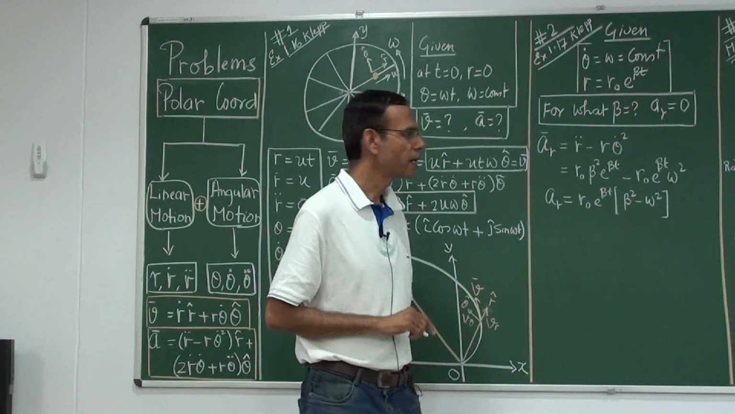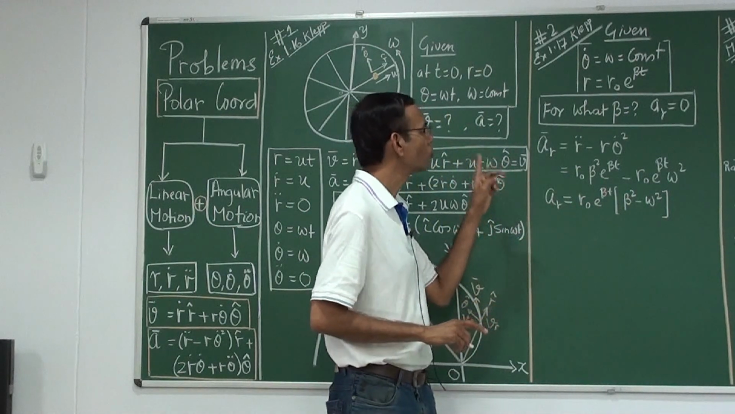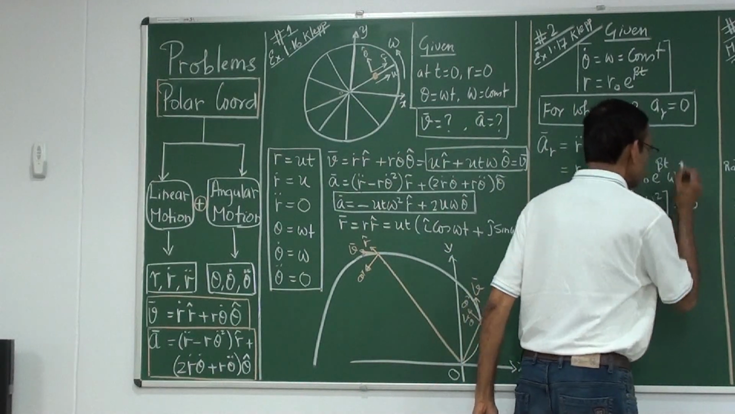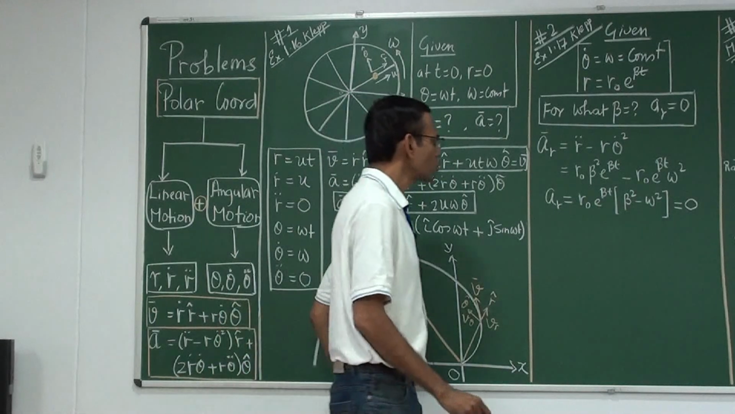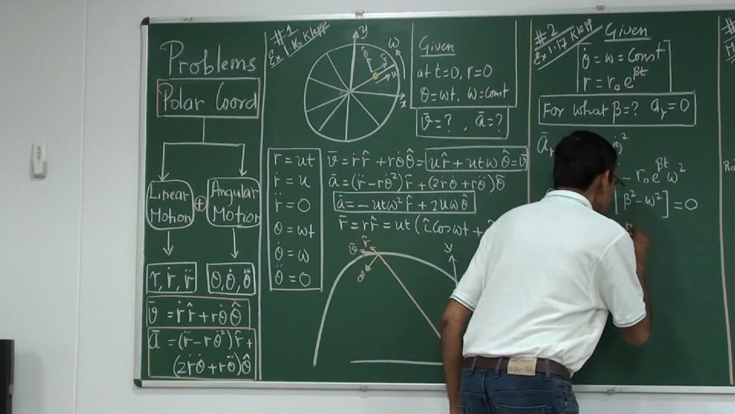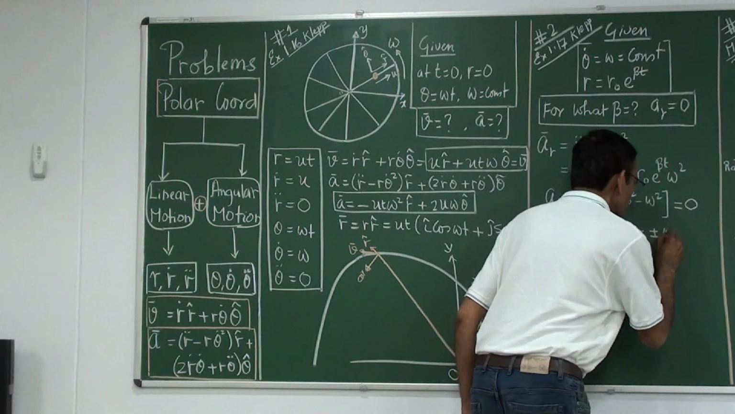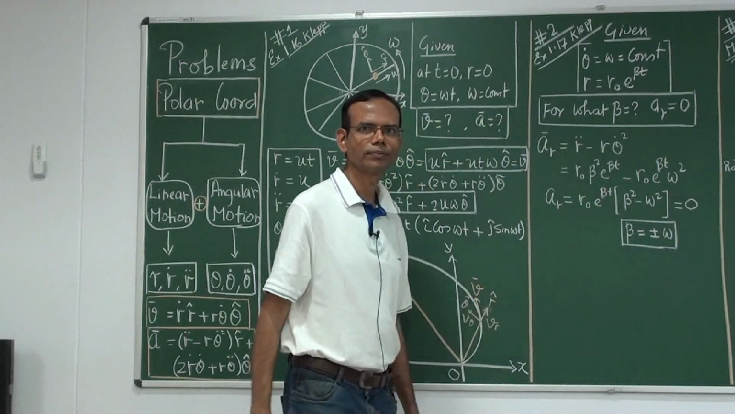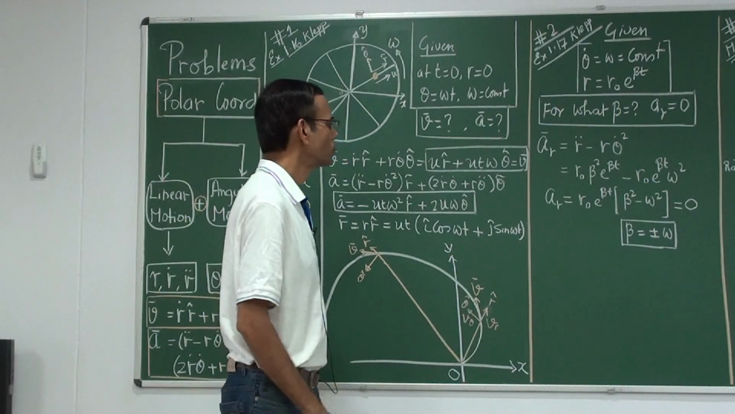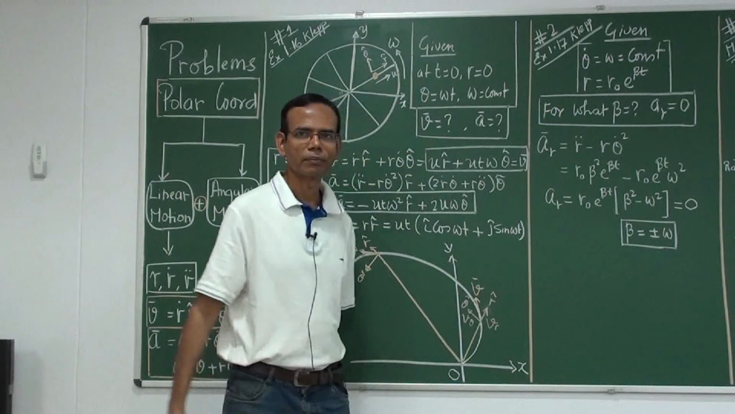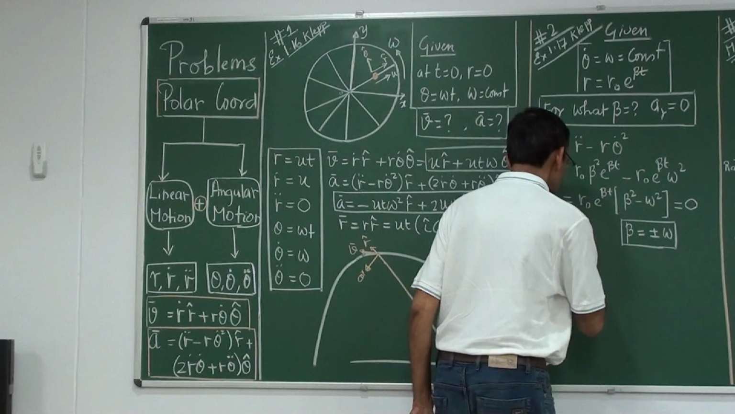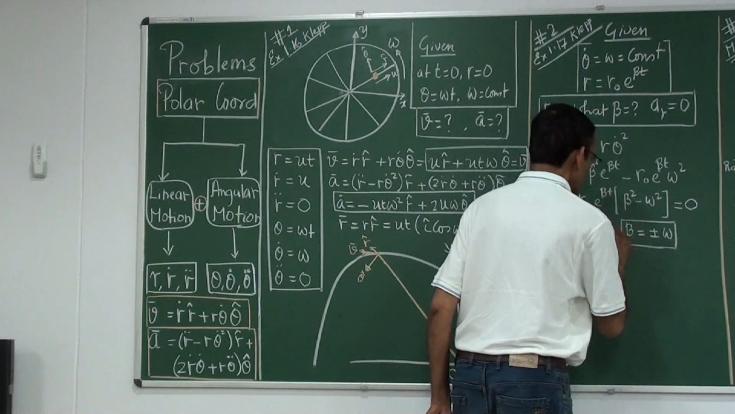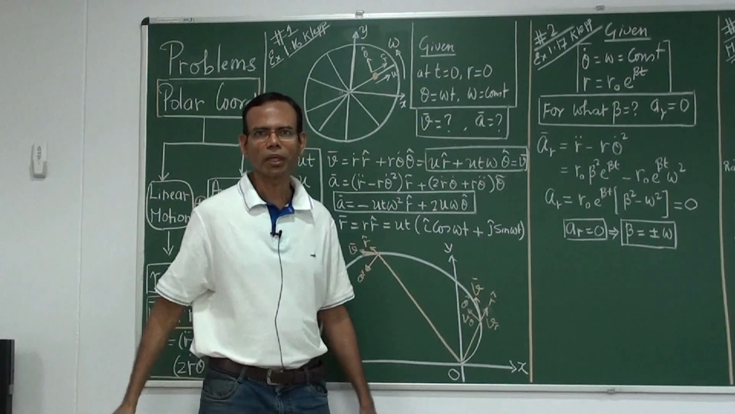That is the radial part of the acceleration. Now it says for what value of beta AR is equal to 0. So put that equal to 0. So this term can become 0 when beta is equal to plus minus omega. So this is my answer. Now, this is very interesting. So AR is equal to 0 when beta is equal to plus minus omega.